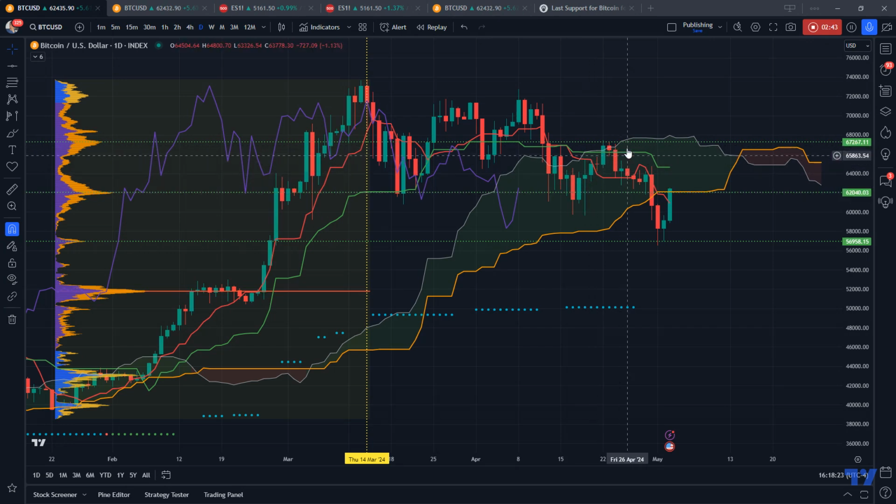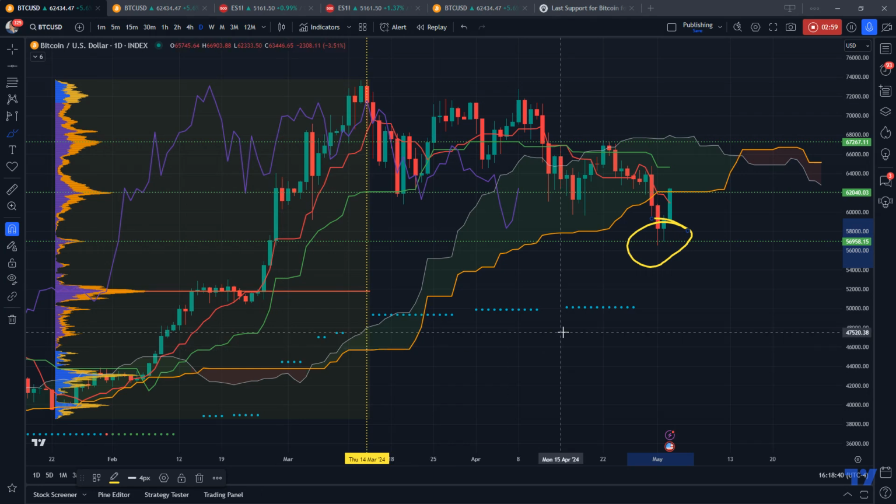Then it comes up to 67.2, which is again a very prominent level. Here as the battle went on there, that's what held it from making that final push. Breaks 62K, comes down to the next bulge in the histogram, which is 56.9. And this is the last support.